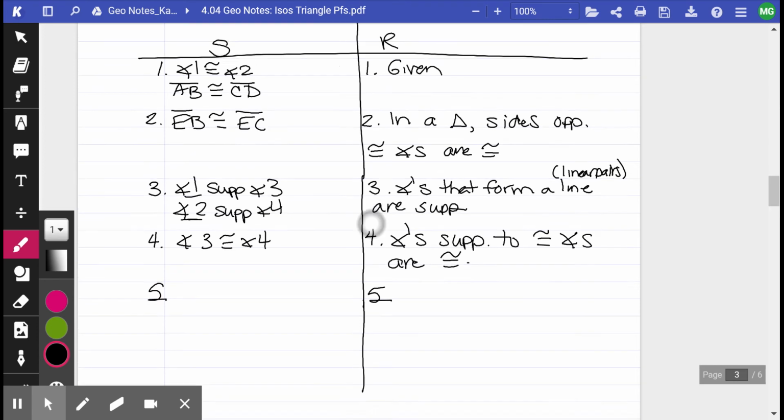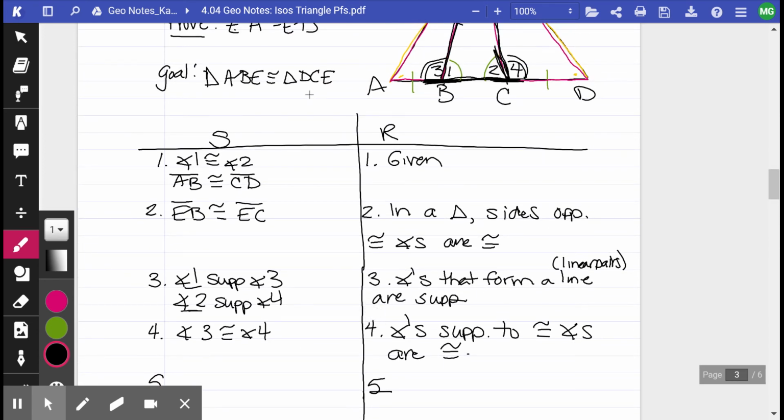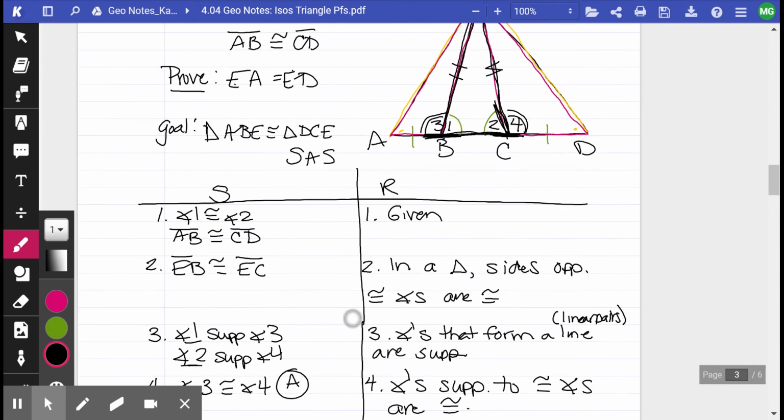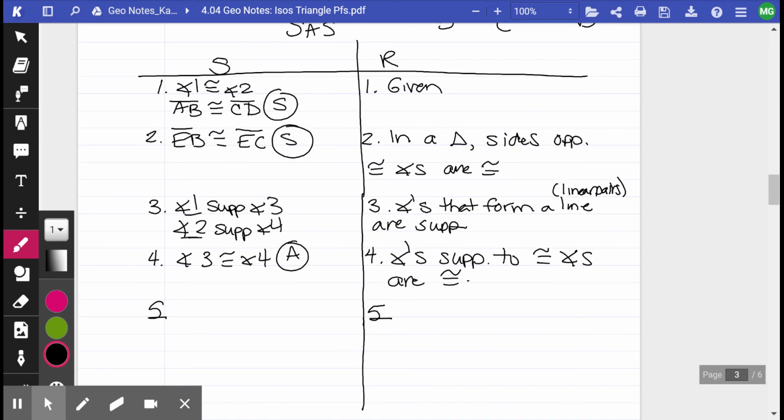Now that I have angle 3 congruent to angle 4, we're going to use side angle side here. I've got a pair of congruent angles in my triangles, a pair of congruent sides, and another pair of sides right here. And the angle is included between those two sides. So now I can say that triangle ABE is congruent to triangle DCE by side angle side.